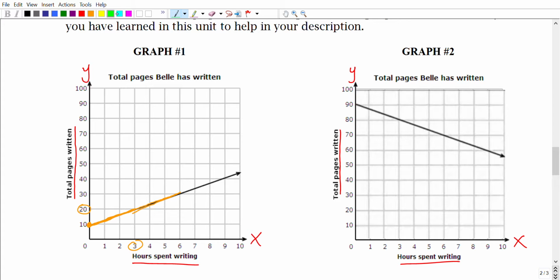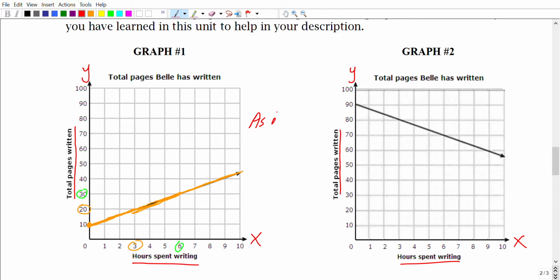Now over here at 6 hours, she is at 30 pages. So again, she started at 10. After 3 hours, she went to 20 pages. After 6 hours, she went to 30 pages. So it looks like this graph is modeling what? It's modeling that as more time passes, so let's go ahead and write that down.